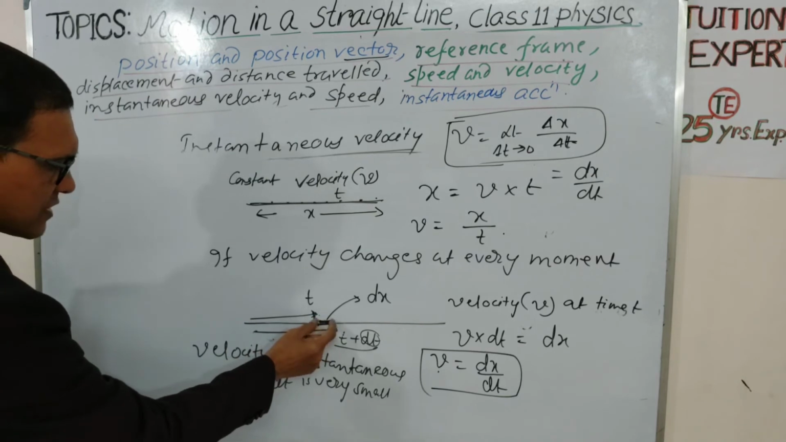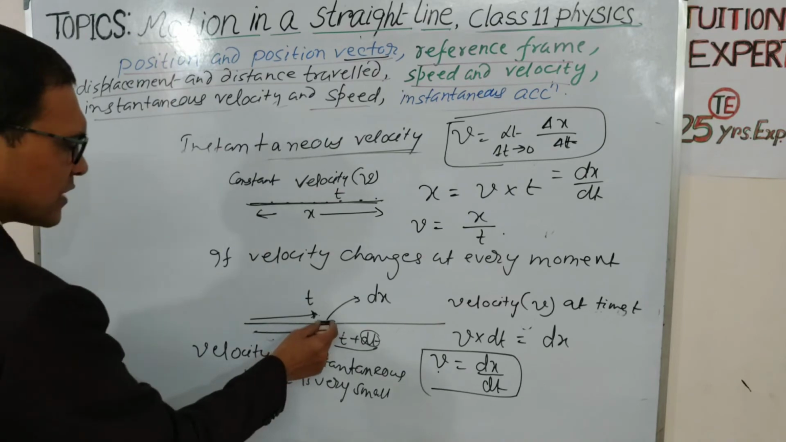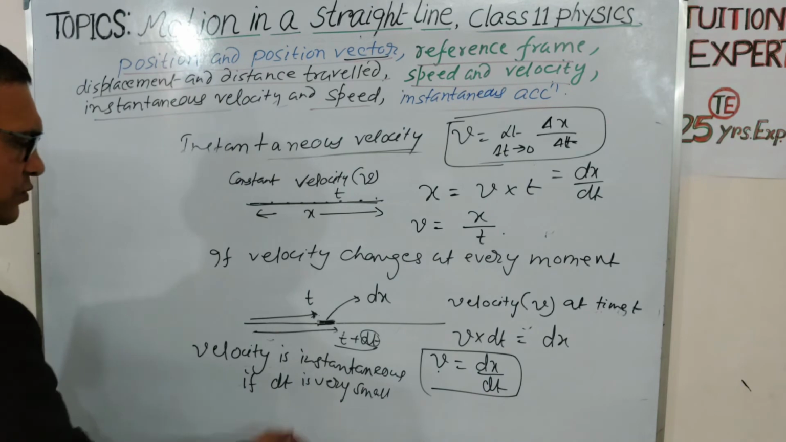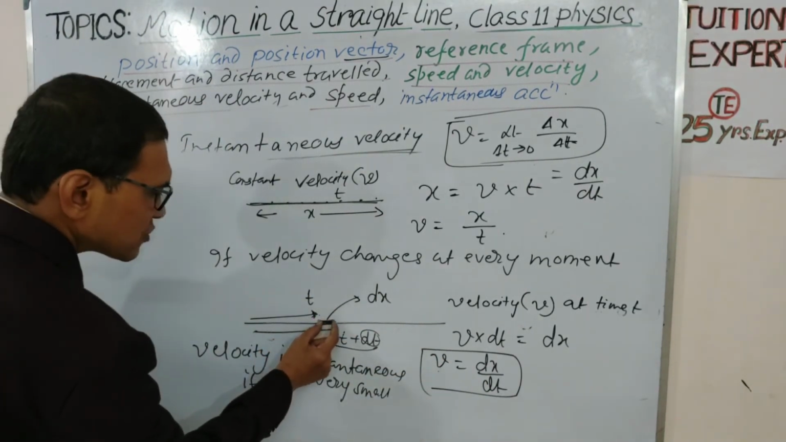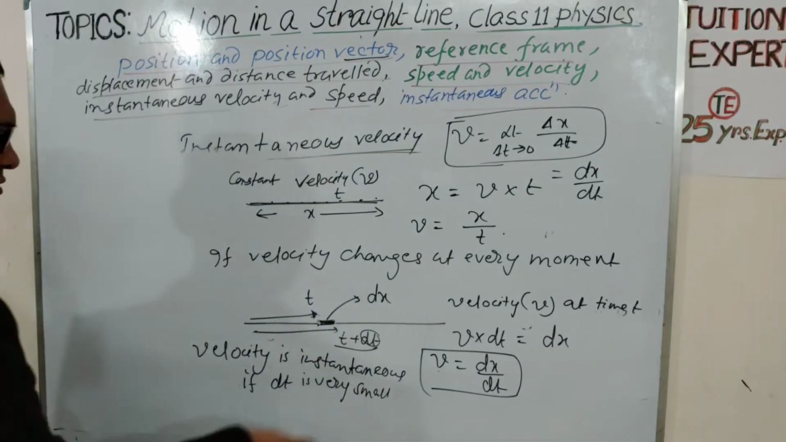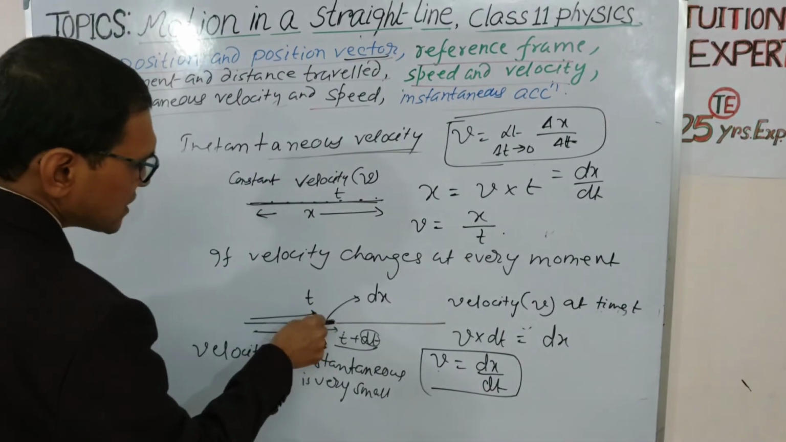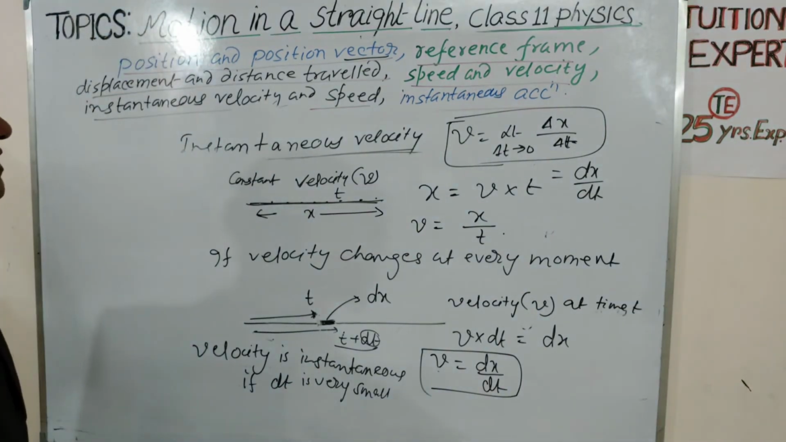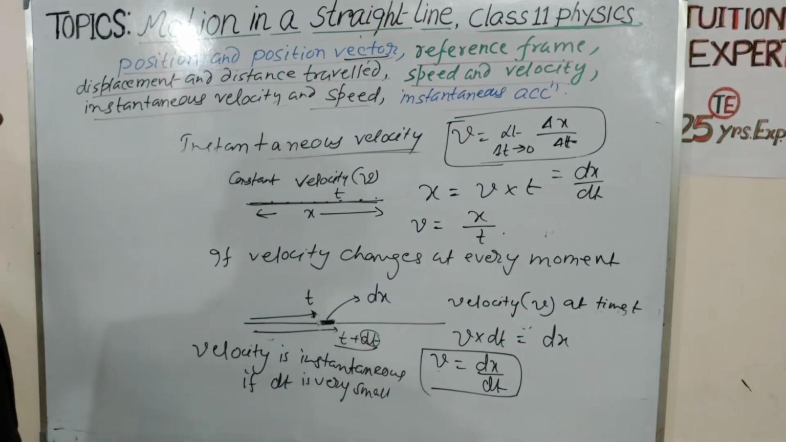Always distance equal to velocity into time, where the velocity is constant and does not change. So to consider it instantaneous, the time taken should be very small. If the time taken is very small, then we can say this velocity is at this point. So this is the concept of instantaneous velocity. To calculate this, we have to know the formula of derivative, which has been discussed in another video.